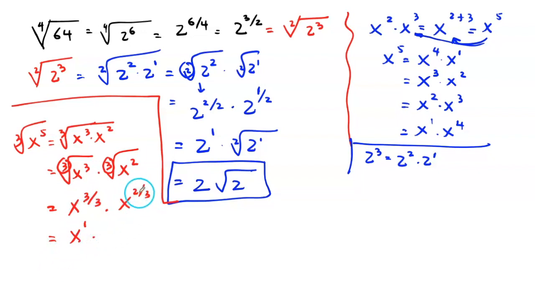Here, 2 divided by 3. Can I divide 2 by 3? No. 2 is smaller than 3, therefore that's not coming out of the radical. So I go back, x squared, and my denominator is my index. Don't forget. And that's my final answer.